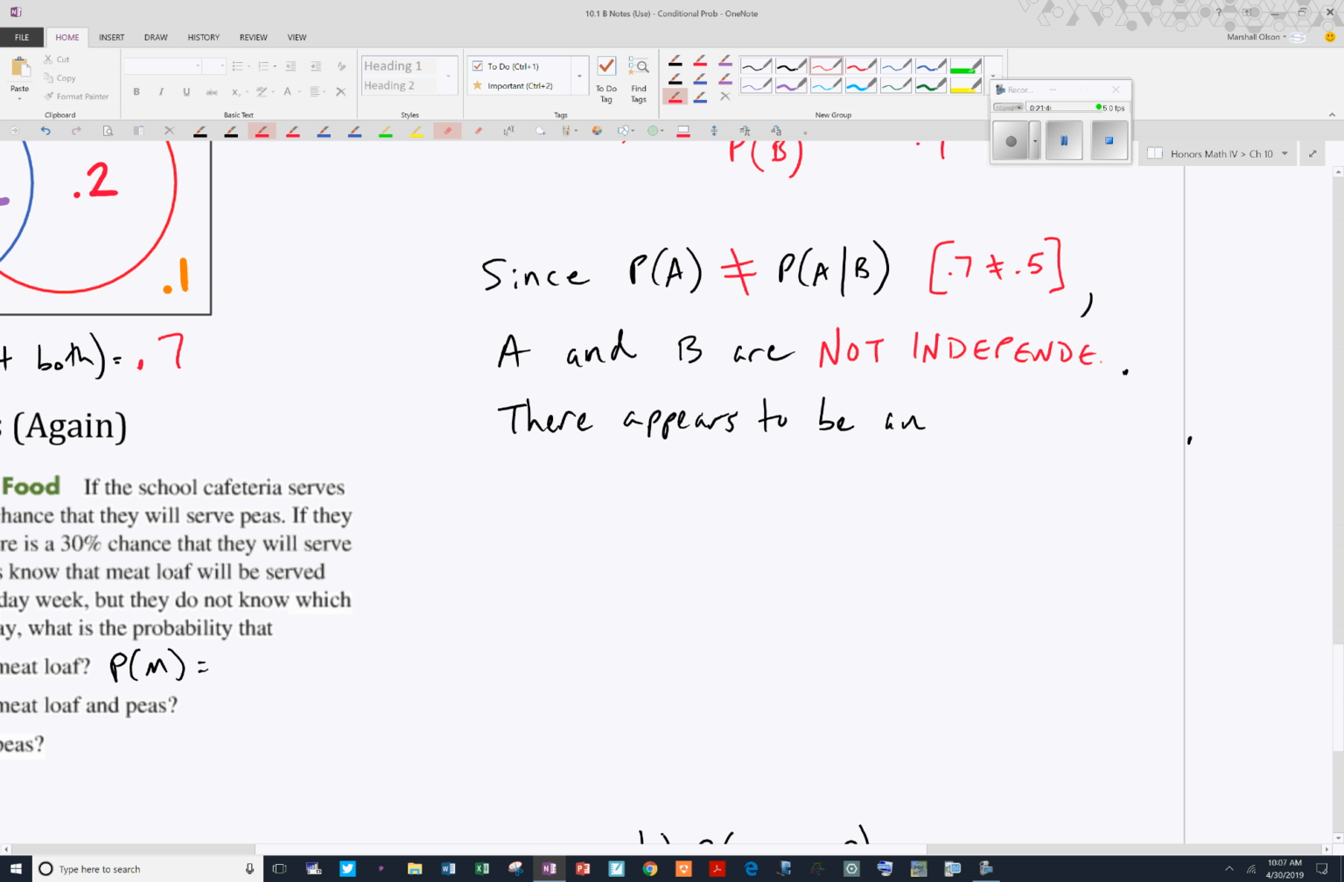And then here's another good little sentence to add on to this, to show what it means to say they are not independent. Because those were different, there appears to be some association between these two things. Because when B happened, it affected the probability of A happening. So there must be some sort of association here. Okay?